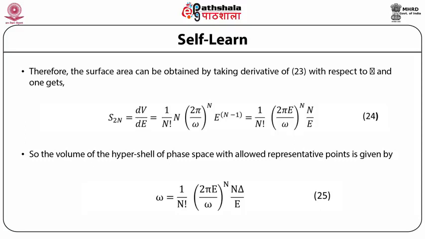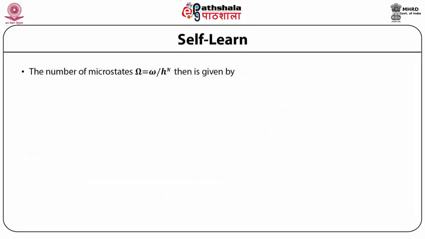The number of microstates Omega is given by small omega divided by h raised to power n, which is then given by Omega is equal to 1 upon n factorial (2 pi E upon h omega) raised to power n multiplied by n delta upon E.